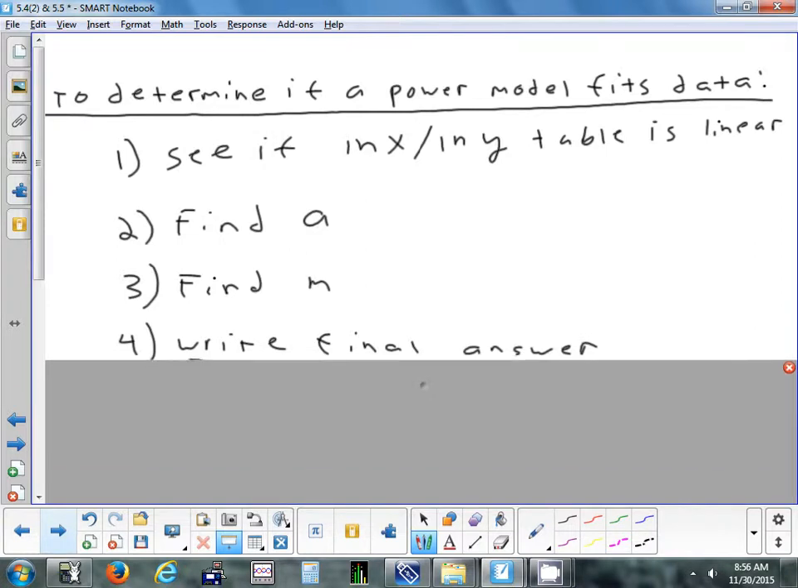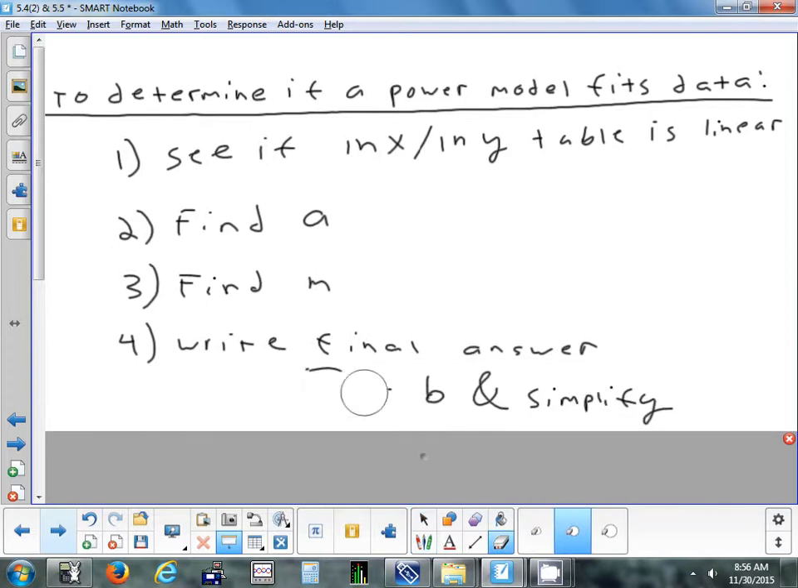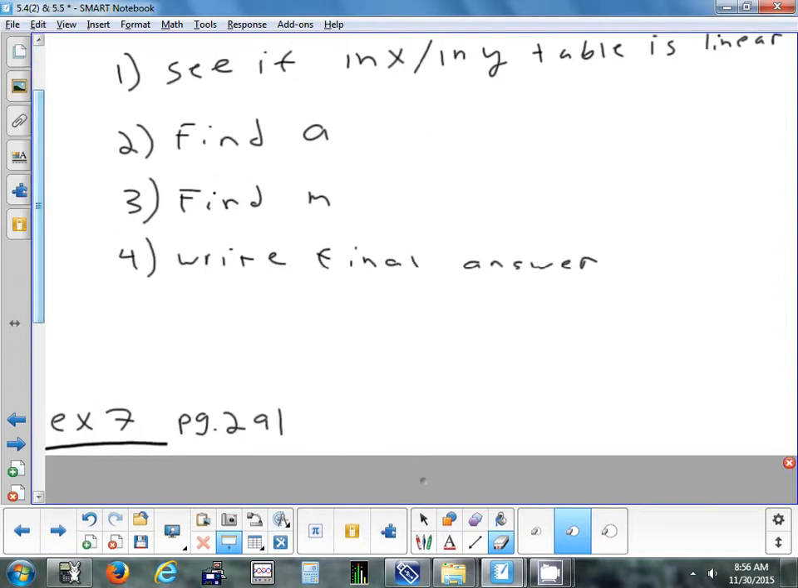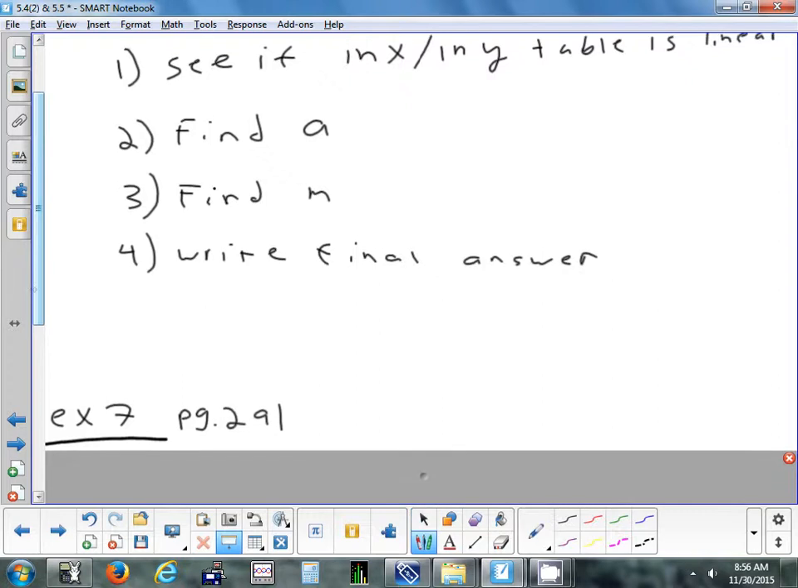And once we find A and M, then we just write our final answer. Okay, so one time we'll find A and M by hand. The next time we'll find it just on the calculator, and that's how we'll do it after that. Okay, does everybody have those 4 steps?